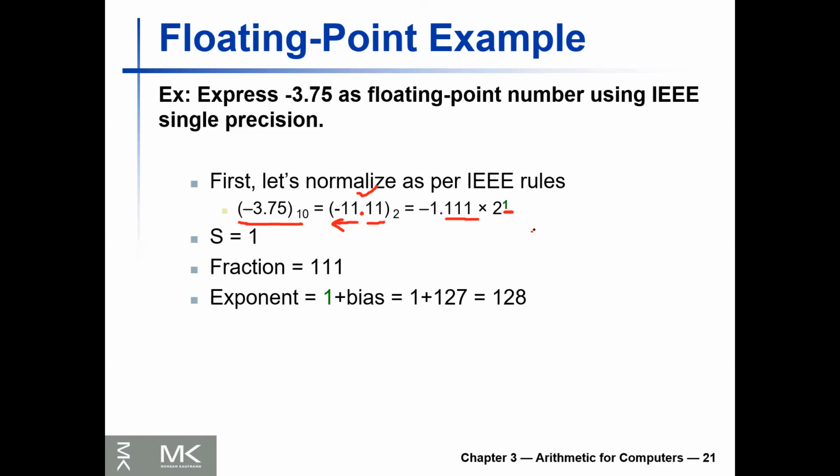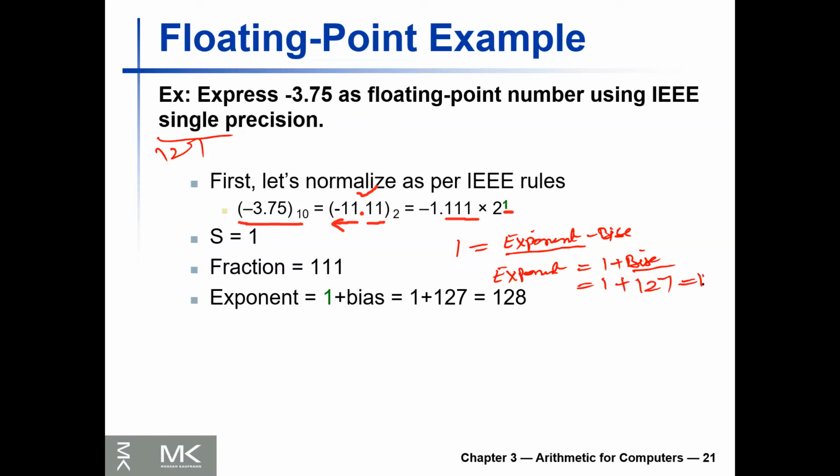Exponent minus bias, and what is the value here? It is 1. What we need actually is the exponent. So can I say exponent is equal to 1 plus bias, right? And what is the value of the bias for single precision? I told you, 127. For single, it is 127, correct? So it is going to be 1 plus 127, which is 128.